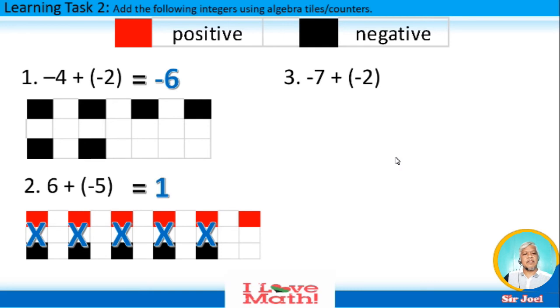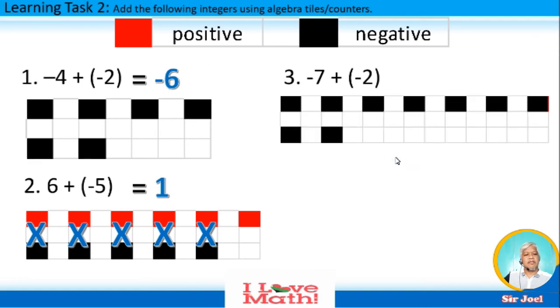Next, number 3. Negative 7 plus negative 2. So, parehong negative. 7 and negative 2. Tingnan natin. At first, gawa muna kayo ng 7 black kasi negative 7. Tapos, 2 black pa kasi negative 2. At dahil pare-parehong black, bilangin natin lahat. Ilan lahat? So, that means negative 9. Ang sagot dito sa negative 7 plus negative 2.